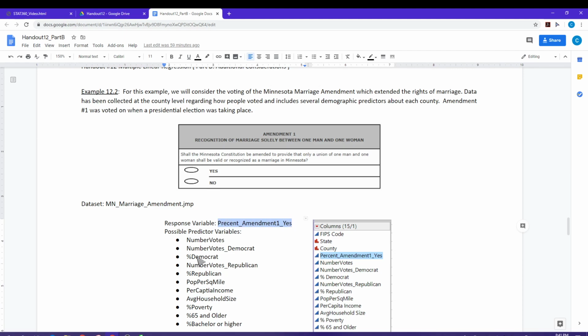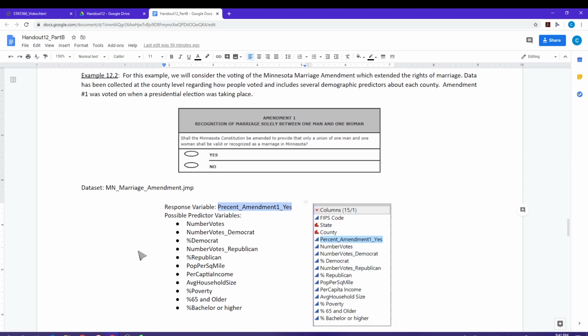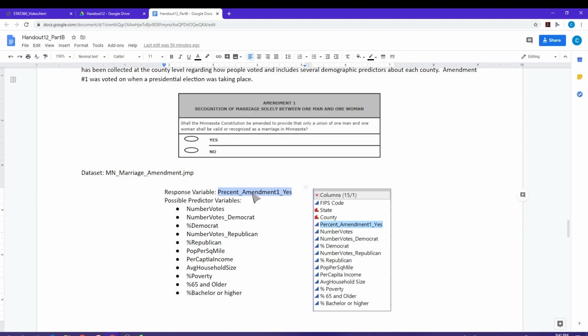So counties, this is data on counties in Minnesota. Counties that tend to be conservative are more likely to vote yes on this amendment. Counties that are more liberal are going to vote no on this amendment.